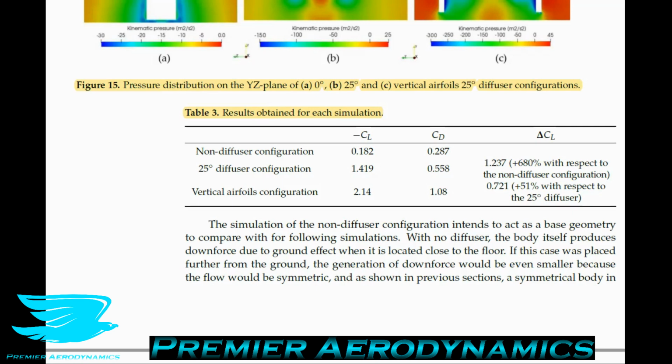So again, that's not great, but it depends on what you want. If you want to decelerate very quickly, having a high drag coefficient is quite good. If you want to accelerate, then not so good. Either way, you get a lot of downforce.